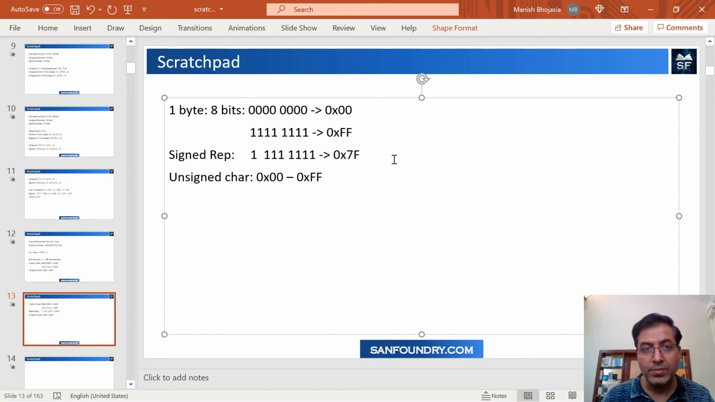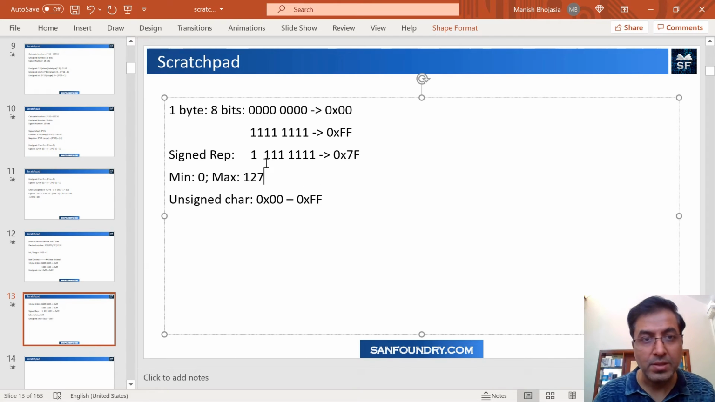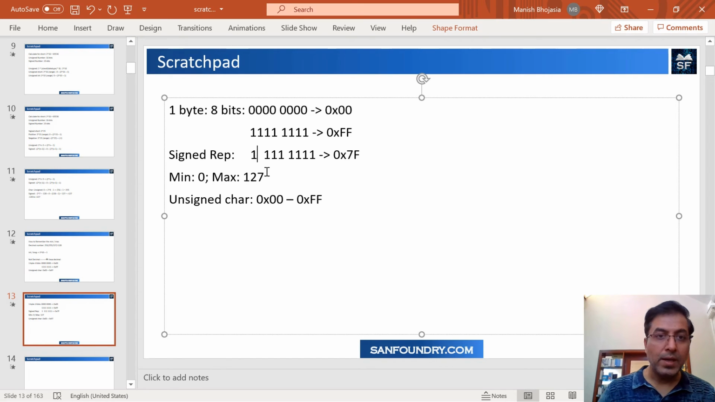Now what's 7F in decimal? If I have to write it further, the minimum, as you know, is basically 0 and the max is 7F. 7F in decimal is 127. So we are looking into signed representations at this point in time. Now when I'm looking at signed representations, I'm just ignoring this bit. This bit is not really 1, I'm just showing it. It can be 0, it can be 1. So when you talk about the value 127, this is not 1 because this is a positive number.